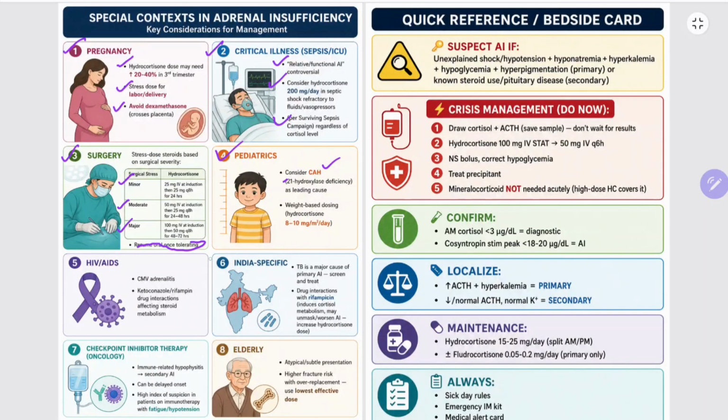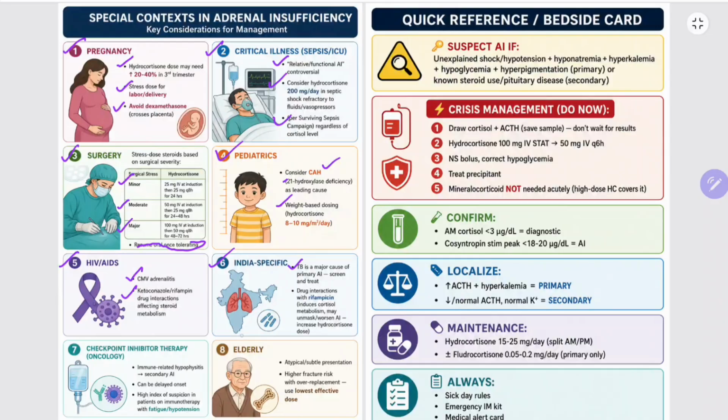In pediatrics, congenital adrenal hyperplasia should not be missed. 21-hydroxylase deficiency is a leading cause in pediatrics. And there is weight-based dosing: hydrocortisone 8 to 10 mg per meter square per day. HIV/AIDS and tuberculosis are a common cause of this AI in developing countries like India. Also cytomegalovirus adrenalitis, and ketoconazole and rifampin drug interactions affecting steroid metabolism.